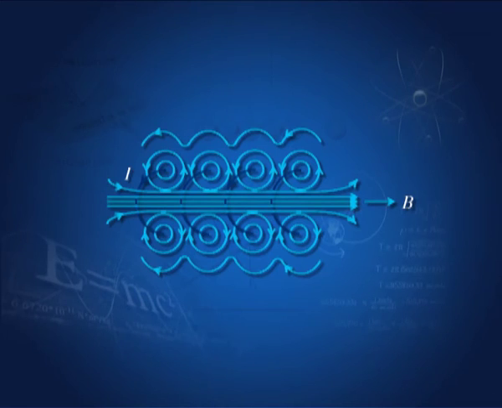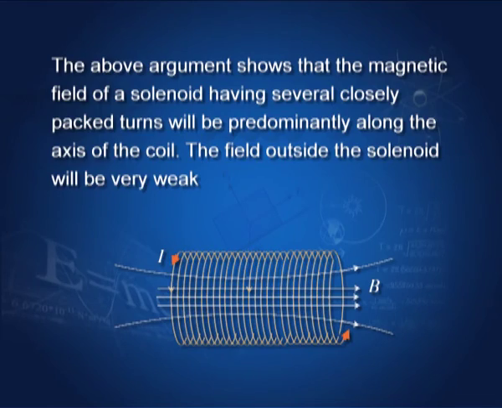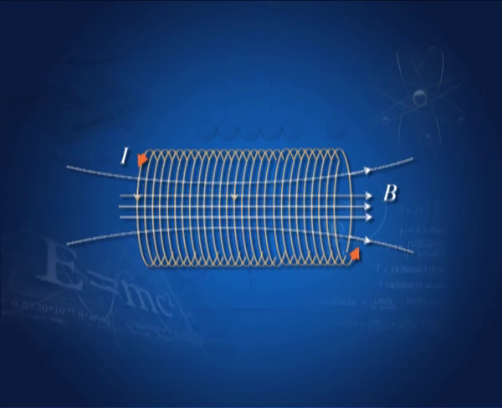So, the field due to a solenoid is along the axis of the solenoid. The above argument shows that the magnetic field of a solenoid having several closely packed turns will be predominantly along the axis of the coil. The field outside the solenoid will be very weak, as I have shown here. These are the loops, these will go outside and they are very weak. The field inside, perpendicular to the plane of the loops or along the axis of the solenoid, is very strong.